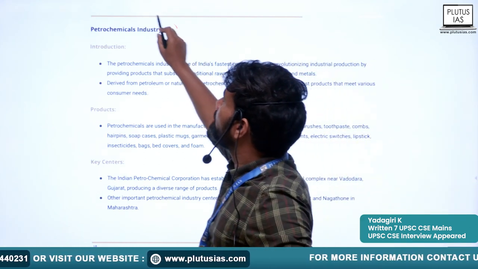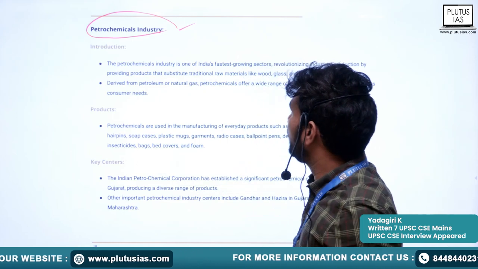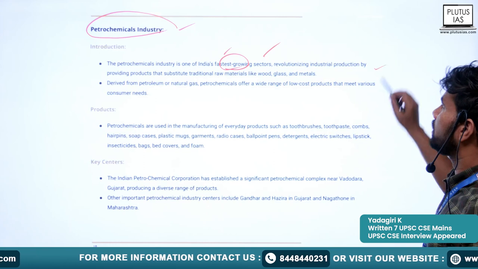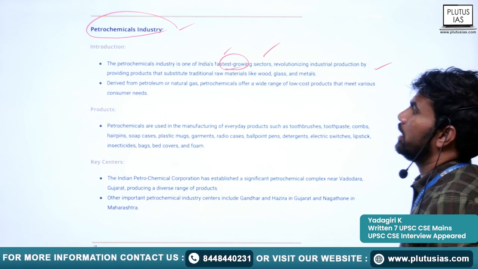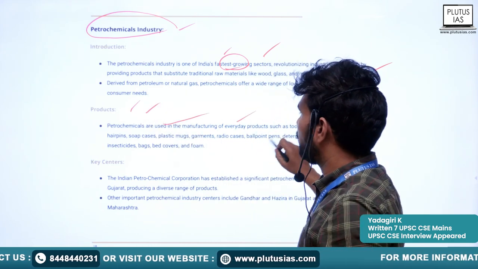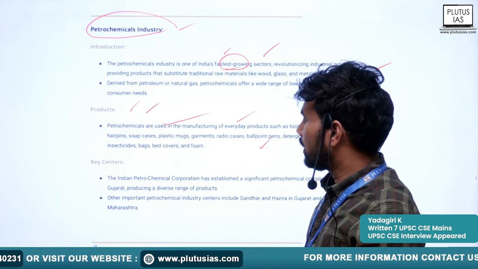Right. So petrochemical industry, another important industry. It is one of the fastest growing sectors in India, revolutionizing the industrial production in the country. If you see the products, these are the various products that are produced in the petrochemical industry.